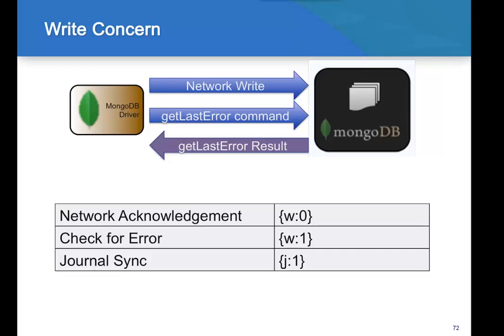Most relational database systems don't let you control the durability level. There's just commit, and then you get something back from the commit, and you know that it's fully committed. MongoDB actually allows you to control how much durability you care about. And you do that by setting the write concern.